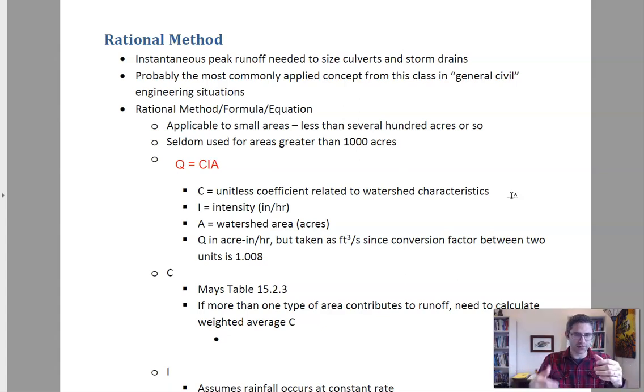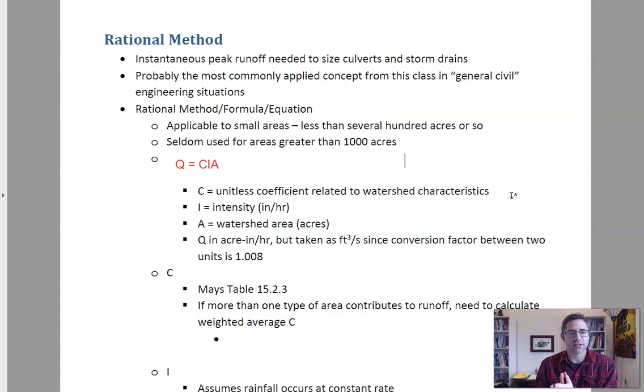But some of that might infiltrate or not run off, right? So only a fraction of it does, and that's what that C is for. It is what fraction of what's falling runs off. Very simple. Maybe when you were in fluid mechanics and you were looking at rainwater harvesting off a roof, you used an approach similar to this. So Q equals CIA.